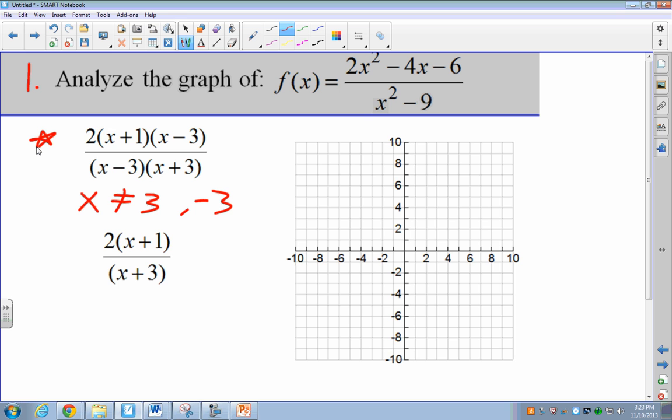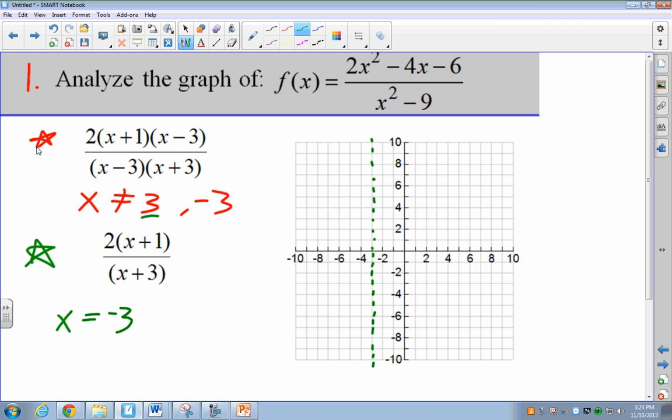And so what I've done here is now done the next step and canceled out like terms. And so what we get from here is that our vertical asymptote here is that x equals negative 3. And so we can graph a vertical asymptote here. And now, since there's not a vertical asymptote at 3, that must mean that there's a hole somewhere here at 3. Anyways, we'll talk about that here in a second.